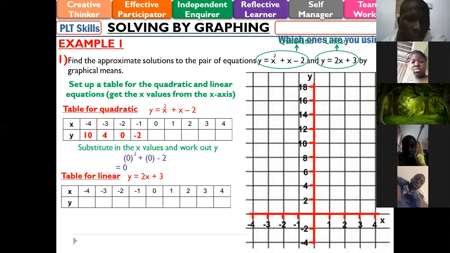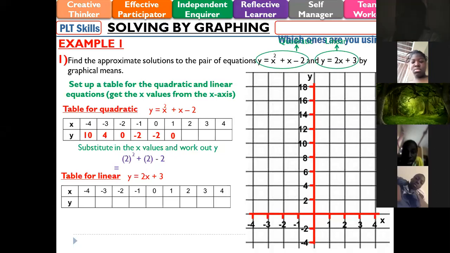So for x to be 0, we have y to be negative 2. For x to be 1, we have y to be 0. And for x to be positive 2, you have y to be 4. For x to be positive 3, you have y to be 10.